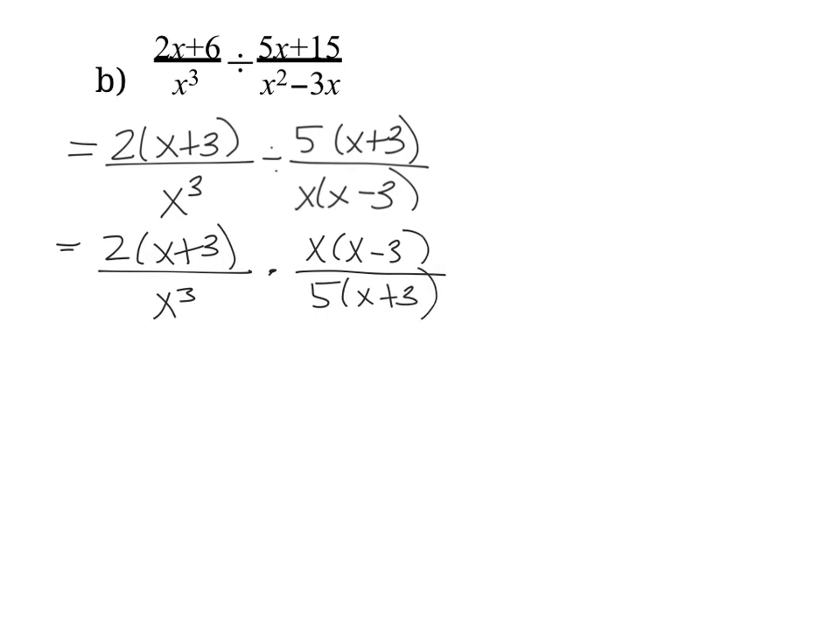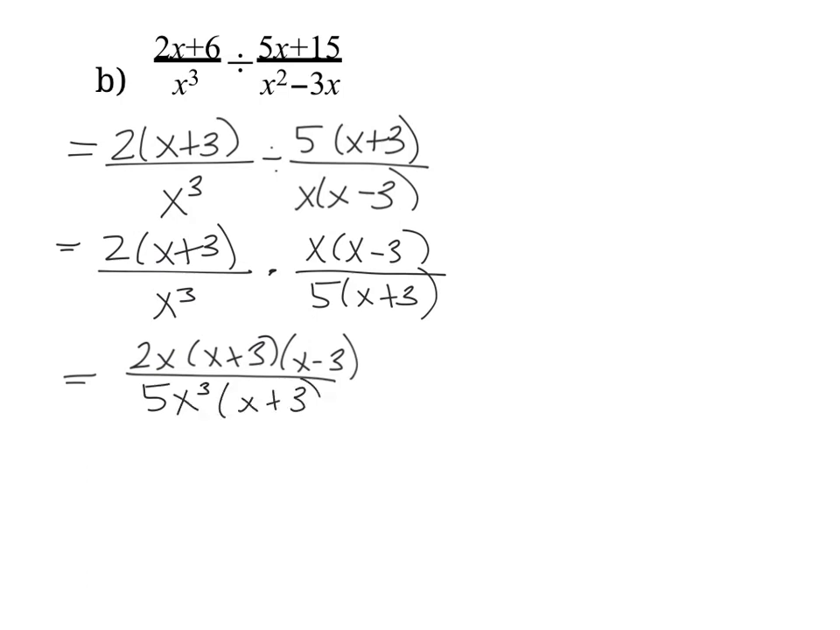Okay, so now we've done the hard part. Now all we have to do is multiply. So we're going to multiply the numerators and then multiply the denominators. So I'm going to make one big fraction bar. And if we take a look here, there's nothing we can really simplify. We've got 2 times x plus 3 times x minus 3. I'm just going to put the 2 and the x together on the side. And then we have x plus 3 and x minus 3. And at the bottom, we've got x to the power of 3 times 5 times x plus 3. So I'm going to put the 5 and the x cubed first, and then I have x plus 3.